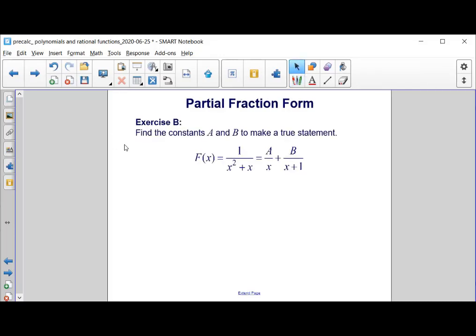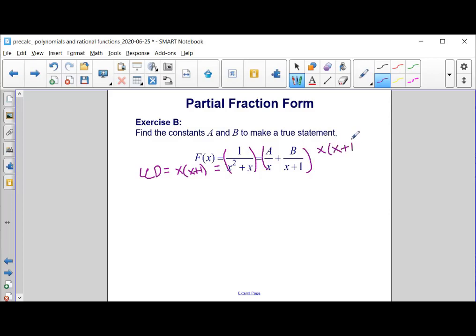Let's try another example. f of x is equal to 1 over x squared plus x, which is equal to a over x plus b over x plus 1. To begin solving this equation, we need to multiply both sides by our least common denominator. Well, the one on the left can be factored to become x times x plus 1. And notice each of our factors on the right contain at least one of these factors. So this is going to be our LCD. So we're going to multiply both sides of our equation by this LCD.